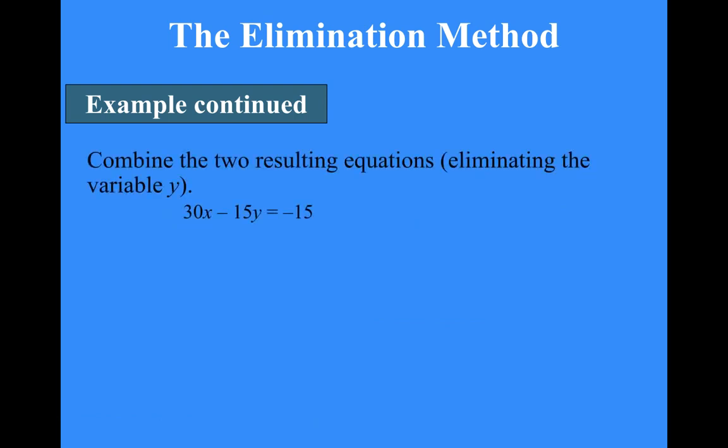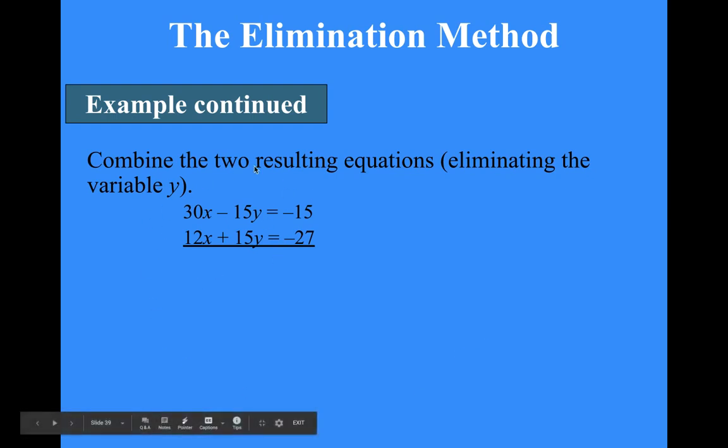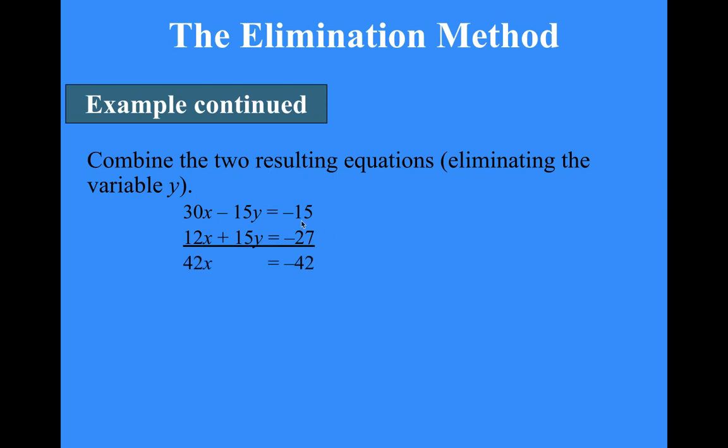I'm going to combine the two. Remember, we have to keep them aligned. Okay, we stack them up and align everything. This is why we did this in the beginning, so that we didn't have to do it later. 30x plus 12x gives me 42x. Negative 15y, positive 15y, the y's cancel out. And then negative 15 plus negative 27 gives me negative 42. Here's a toughie. How do I solve this? Good, divide by 42. Negative 42 divided by 42 gives me negative 1. So x equals negative 1.